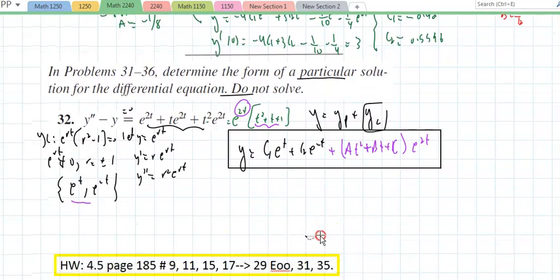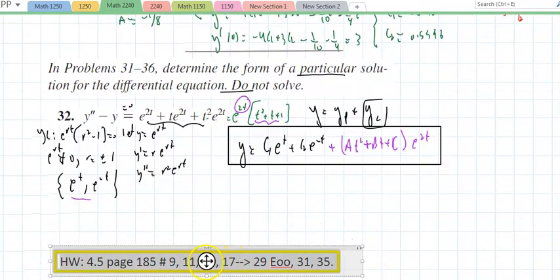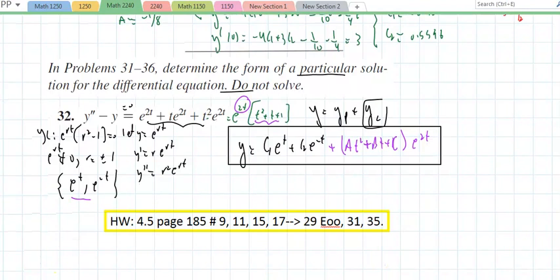Okay, that wasn't intended. The homework is right there. And that concludes this section.